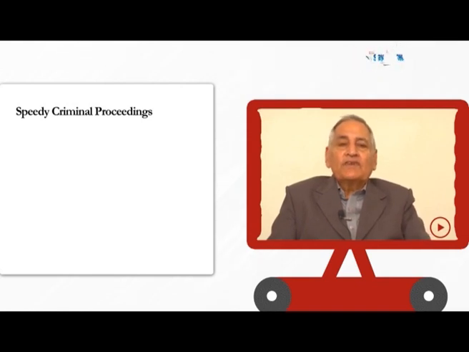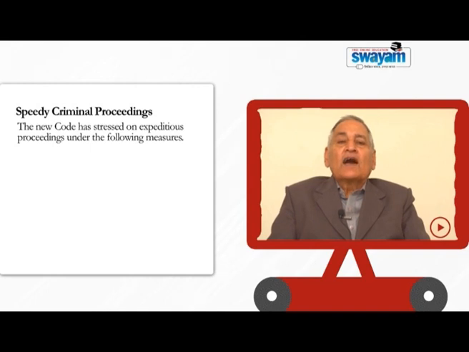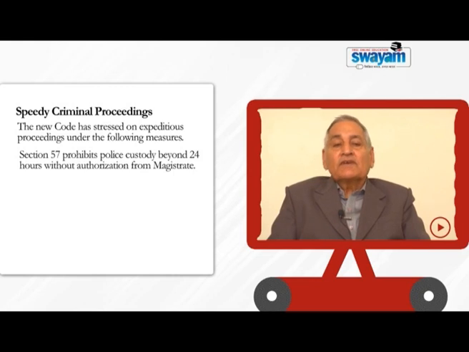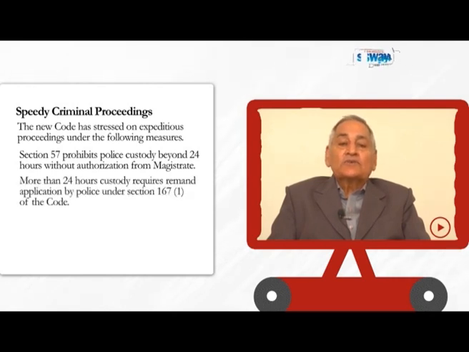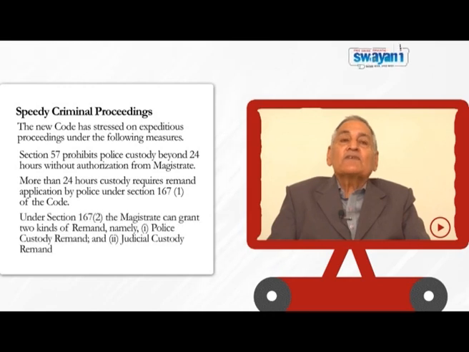I was talking about speedy criminal proceedings as one of the leading features of the Code of Criminal Procedure 1973. The new code has stressed expeditious proceedings under the following measures in particular. Section 57 prohibits police custody beyond 24 hours without authorization from a magistrate. Then Section 167(1) says that in case the police require the accused to be kept in custody beyond 24 hours, it should make an application to that effect for remand. Then Section 167(2) says the magistrate can grant two kinds of remands, namely police custody remand and judicial custody remand.